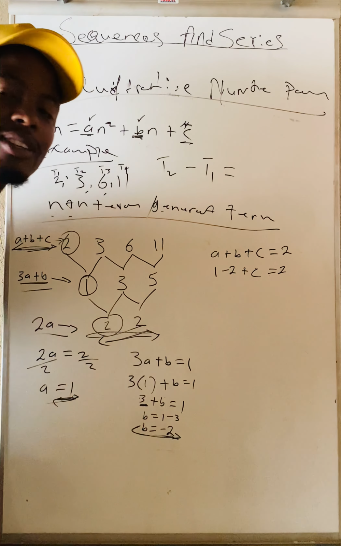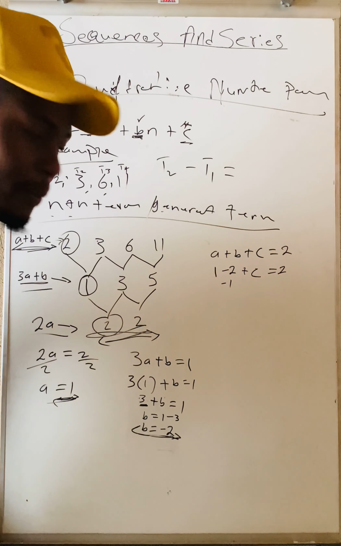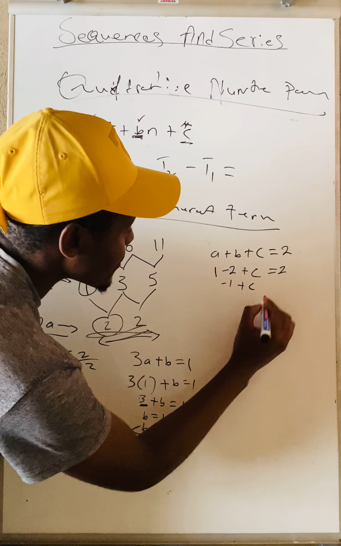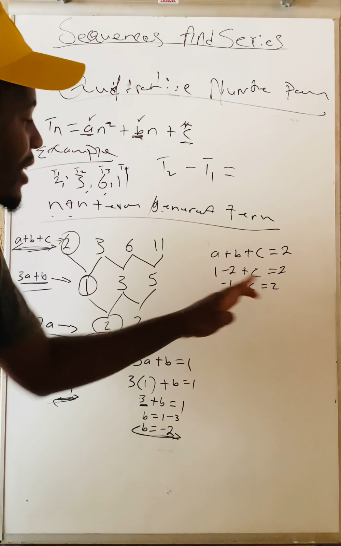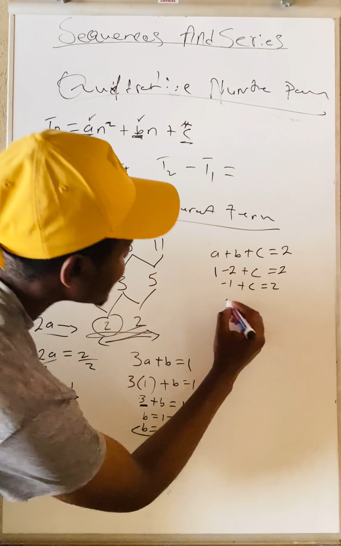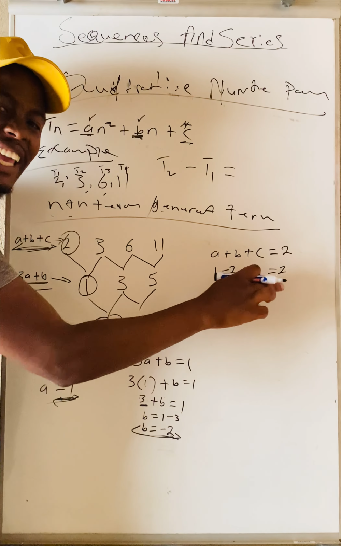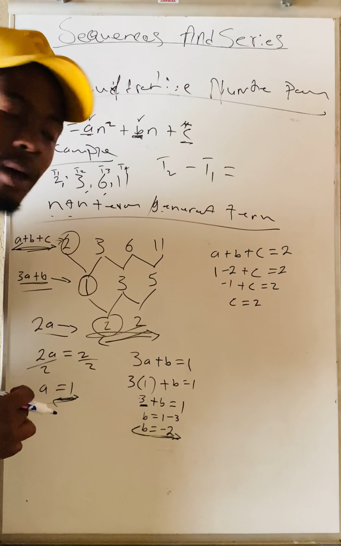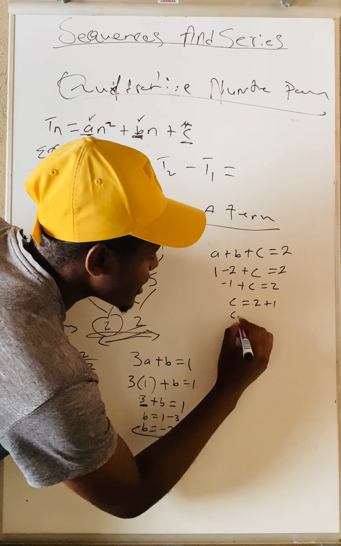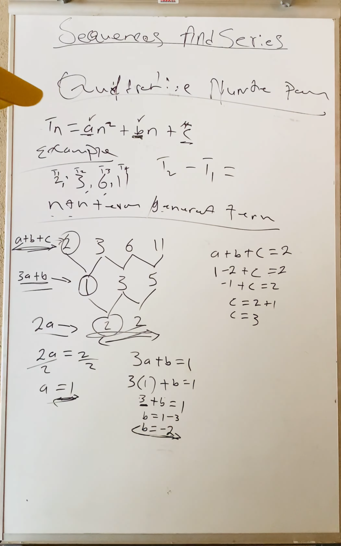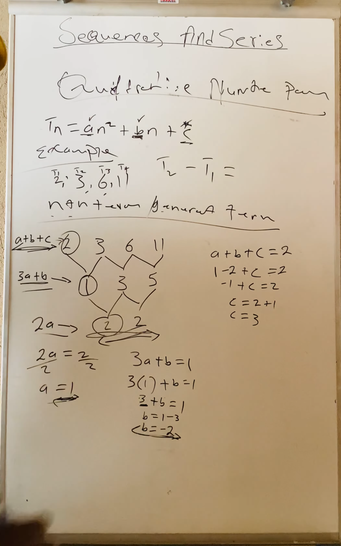Then here is just simple as ABC. 1 minus 2 is negative 1, right? Plus C is equals to 2. And here we do what? We transpose negative 1. It says C is equals to 2. When it jumps the equal sign, it becomes positive. Say plus 1. Then C is equals to 3. Right? Our variables are all occupied.